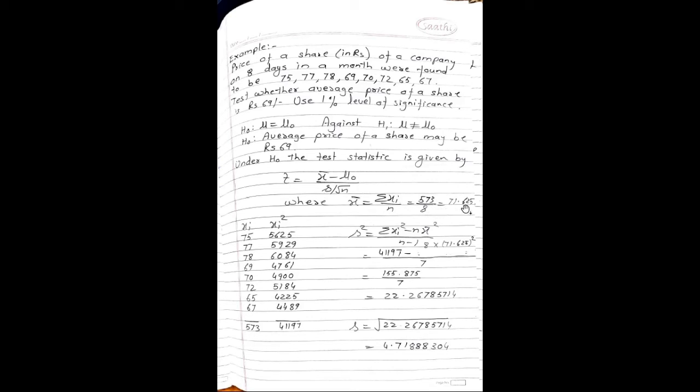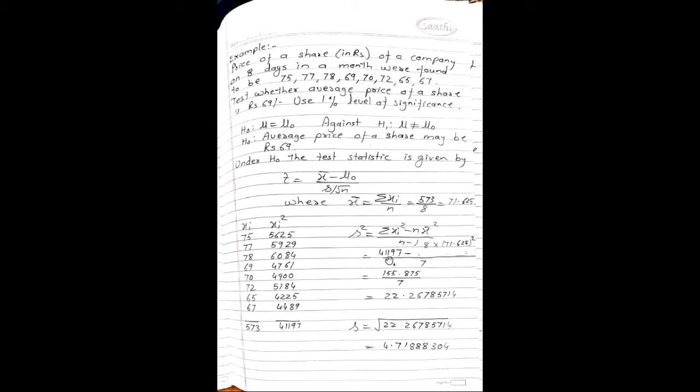The value is 71.625. And for getting the value of small s square, we need summation xi square, which can be calculated as 75 square is 5625 plus 77 square is 5929 plus 78 square becomes 6084 plus 69 square becomes 4761 plus 70 square becomes 4900 plus 72 square becomes 5184 plus 65 square is 4225 plus 67 square becomes 4489. The total becomes 41197.